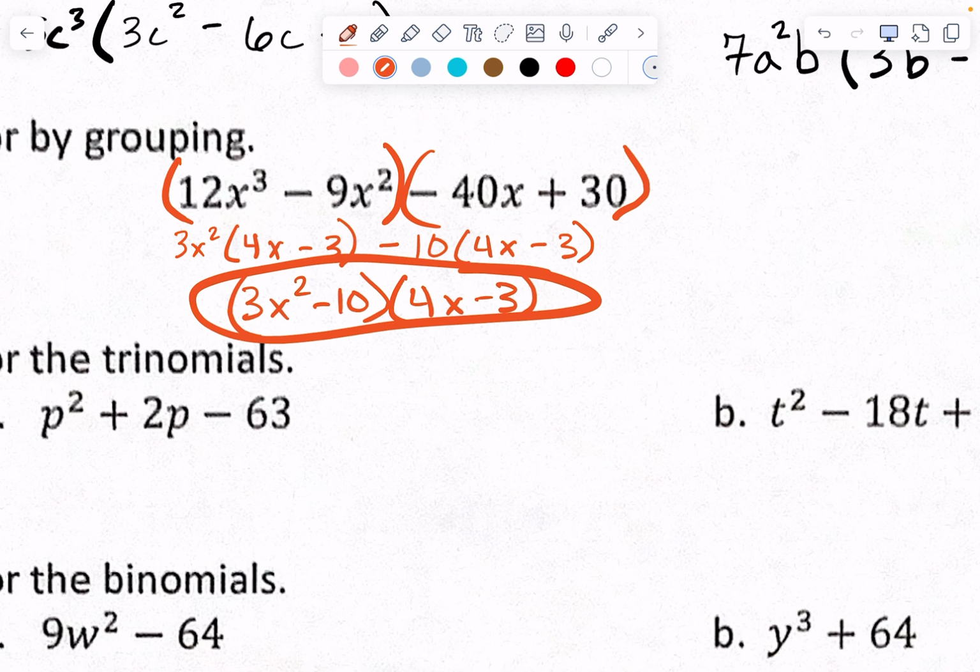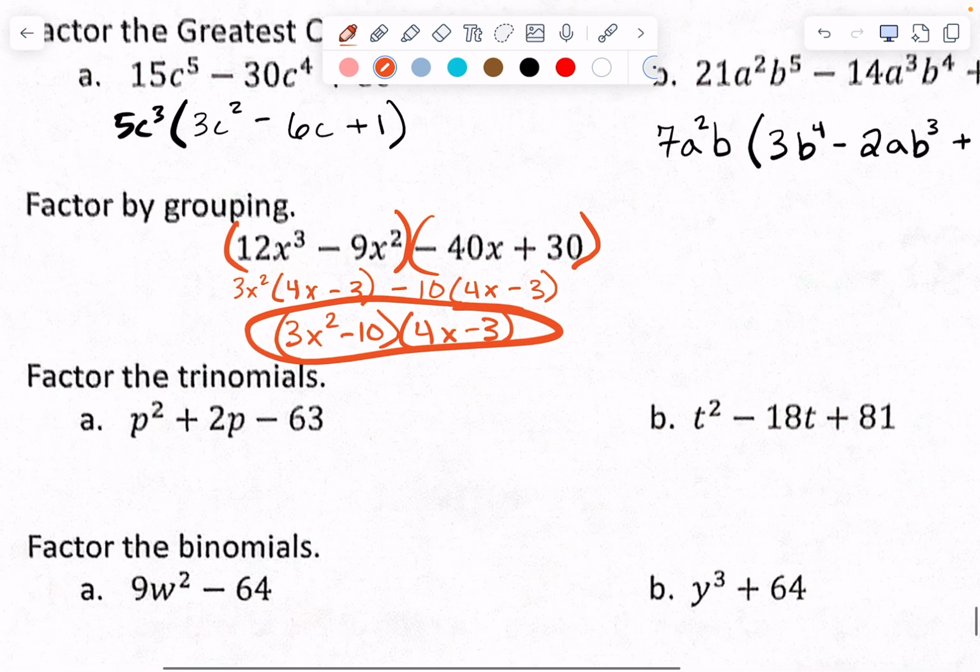All right, did you get that? I'm sorry. I don't know what to do. Okay, next one, simple trinomial. 2 of them. What do I do?